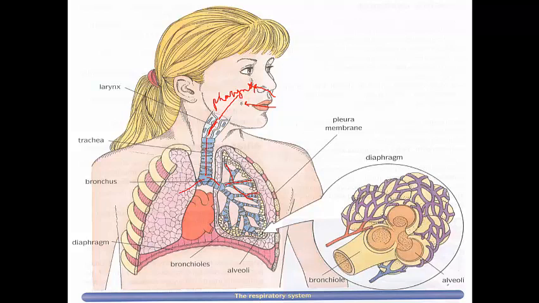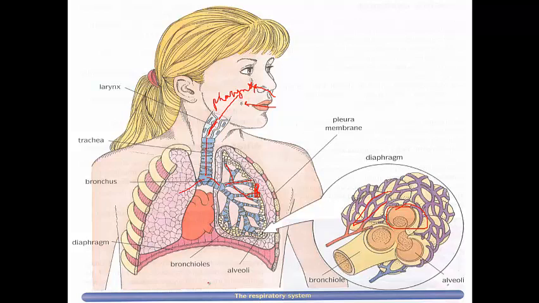And at the very end of the bronchioles, you're going to see these tiny little air sacs, which are called alveoli. Here's a zoomed in picture of the air sacs, or alveoli, and you can see that they're surrounded by these tiny, tiny blood vessels. Those are called capillaries. This is going to become important later on.